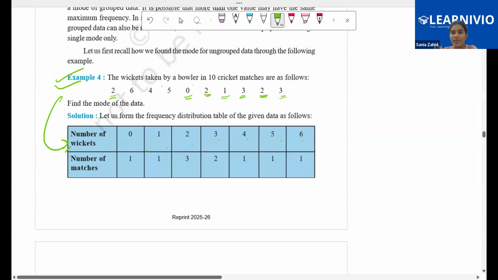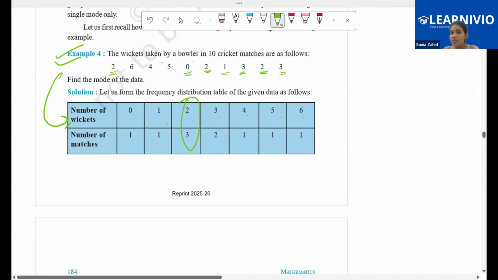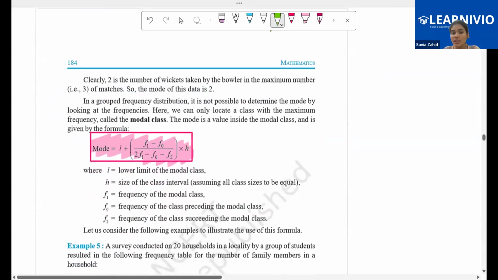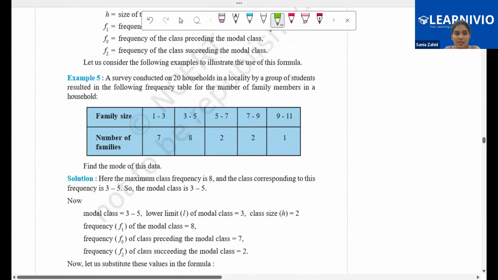Mean meant the average value, the middle value. Now mode means the value with the highest frequency. So the highest frequency lies for 2 wickets. So your answer is 2 wickets. Simple. But what happens when we have a group distribution? Then we use this formula. Now you look at this example.